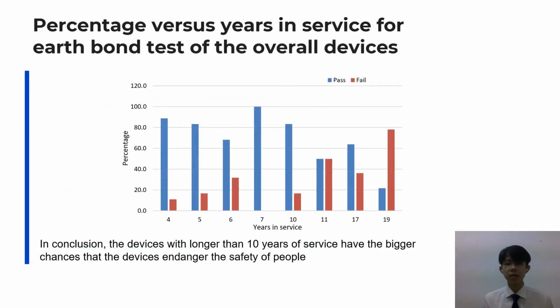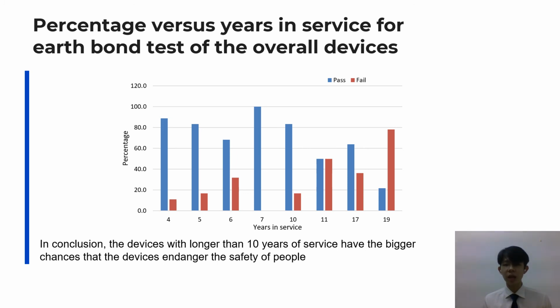Other than the analysis, the bar chart shows the percentage versus year in service for the Earthbound test of all tested equipment. The blue bar represents the percentage of the equipment that passes the test, while the red bar is the percentage of the equipment that fails the test. We can see that equipment that served more than 10 years has a higher percentage of failing the Earthbound test than the other equipment, especially the equipment with 19 years of service, which fails almost 80% of the time. Besides, equipment that served less than 10 years achieves above 60% in passing the safety Earthbound test.